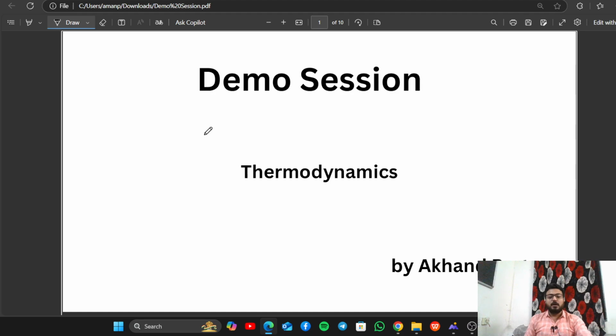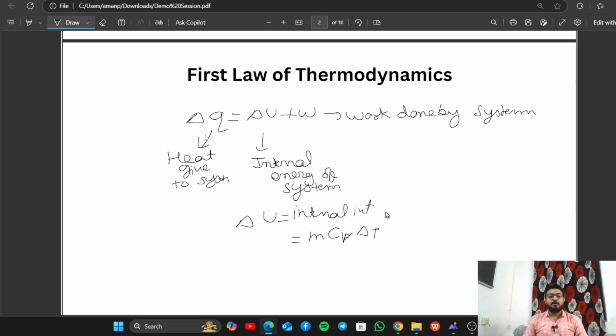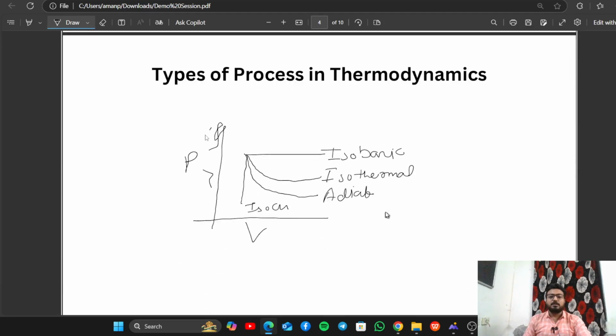What have we studied about thermodynamics? Thermo means heat and dynamics means motion, so thermodynamics is a branch of physics which deals with the motion of heat. We have seen the first law of thermodynamics and how it works, real life examples like photosynthesis and heat engines, and the types of processes like isobaric.